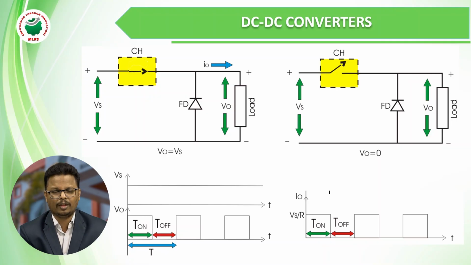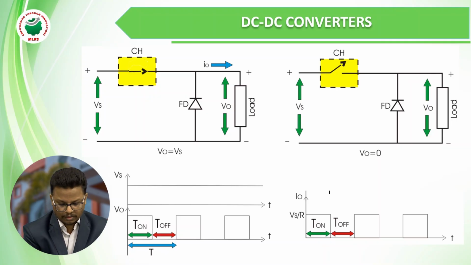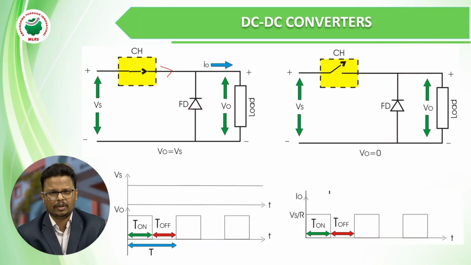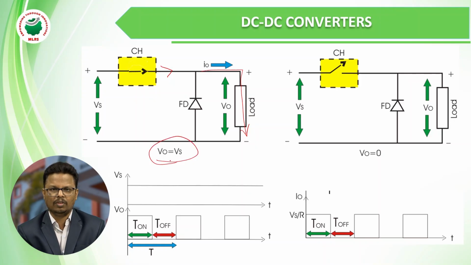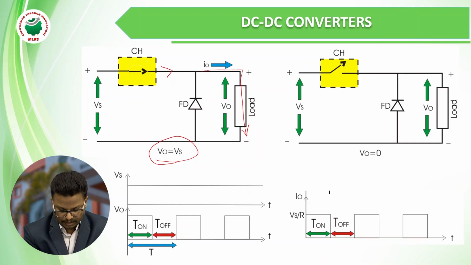Here first we have to see the switch on condition. When the switch is on, the current will flow from the source through the switch, and the freewheeling diode will act as reverse biased, so the current will not flow through the freewheeling diode and the current will flow through the load. So here we get V naught equal to Vs. V naught is equal to Vs. In this time, if you observe here, this is the source waveform.